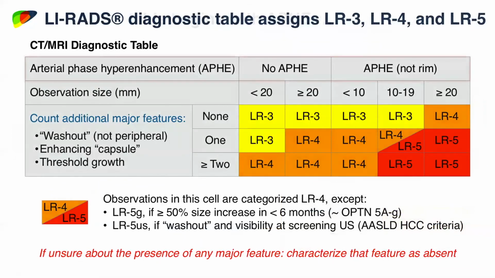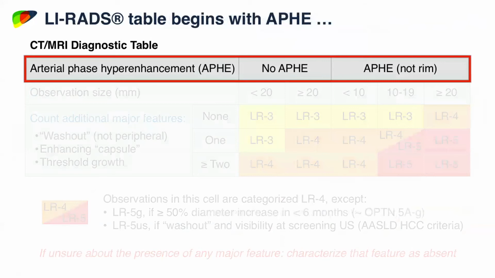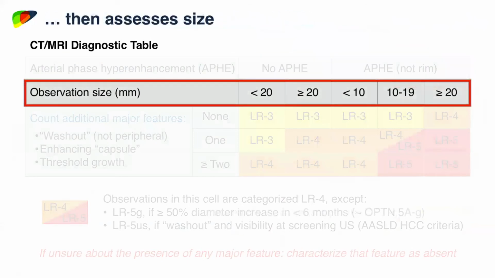Notice that in this table, we look at arterial phase hyperenhancement, and we classify things as either having no APHE or APHE. And if there's APHE, we want to make sure it's not rim. Because if it is rim, we realize we made a mistake. We have to go back to the diagnostic decision tree and call it an LR-M. Okay, so another thing we're going to look at is the observation size. And the key sizes are 10 and 20. We'll show some examples in a moment, but these are in millimeters. The key sizes are 10 and 20.